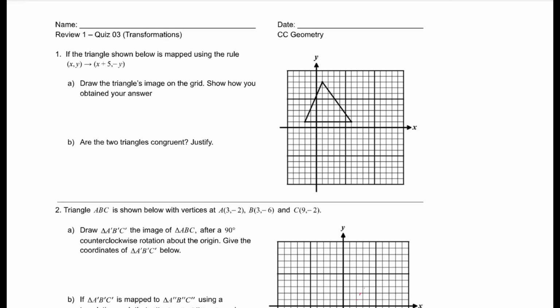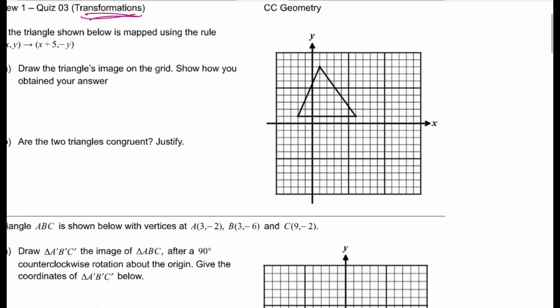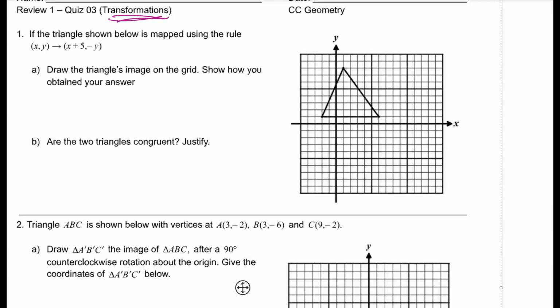In this video, I'm going to go through review 1, our review of transformations both on the coordinate plane and without a grid. So for number 1, if the triangle shown below is mapped using the rule (x, y) goes to (x + 5, -y), draw the triangle's image on the grid.